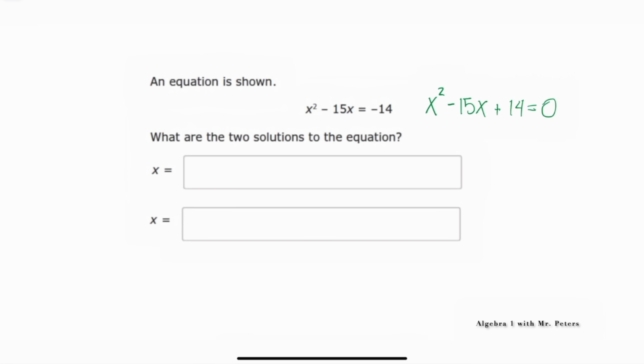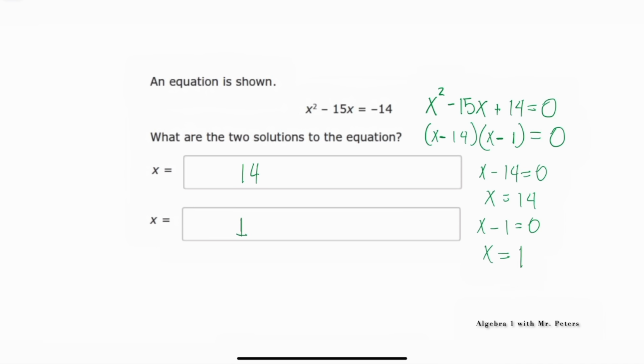And now all we have to do is factor. So we're looking for these two factors and we have to set them equal to 0 to get the correct answer. So they're going to multiply to give me 14, add to give me 15. So we're going to have x minus 14 times x minus 1. When we set both of these equal to 0, we're going to get our first x of positive 14. And then my second x is going to be x is equal to positive 1.